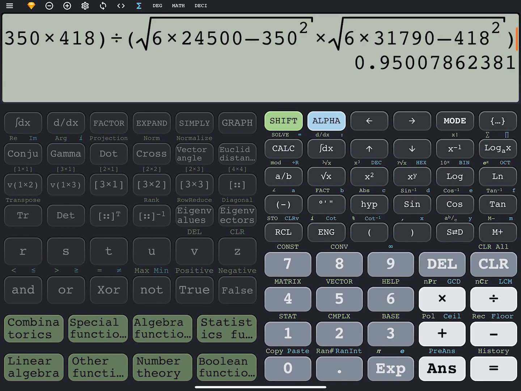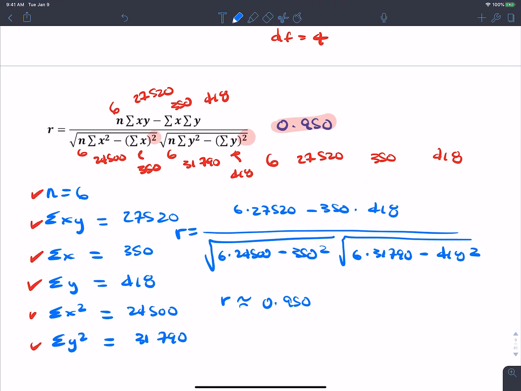0.950. Is that right? Let's double check. What do we say it should be? 0.95 what? 0. So sure enough, when we did this using Microsoft Excel, it was correct. It's 0.950. Okay, you guys okay with that?